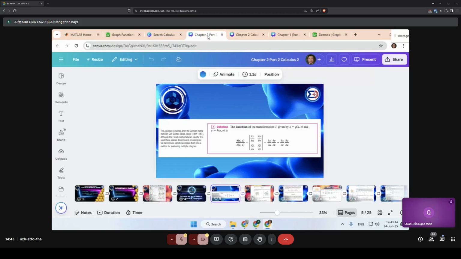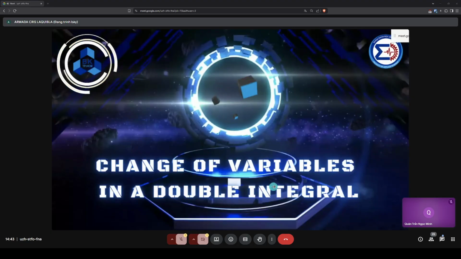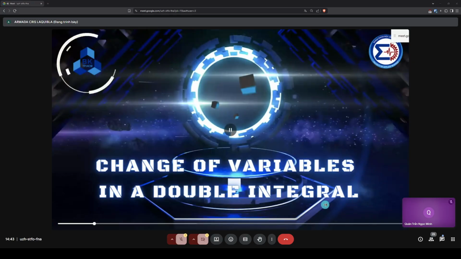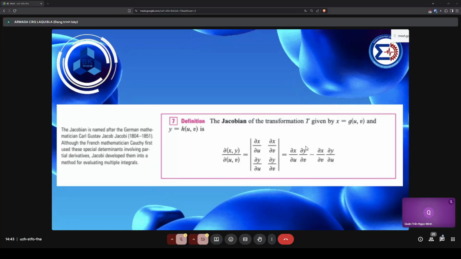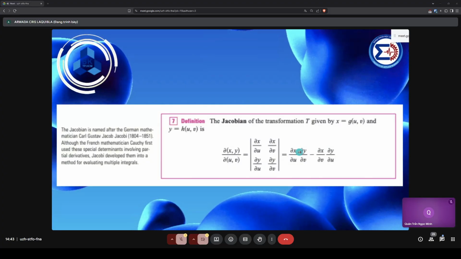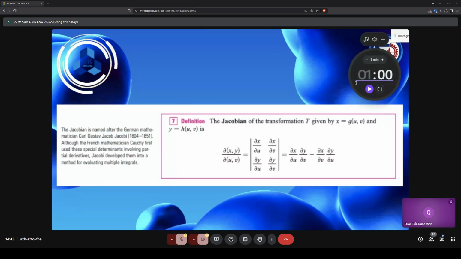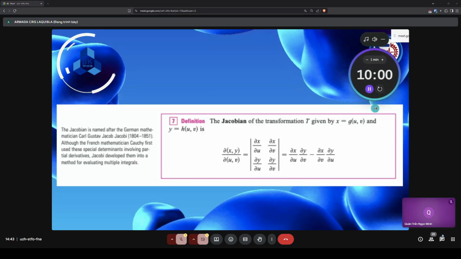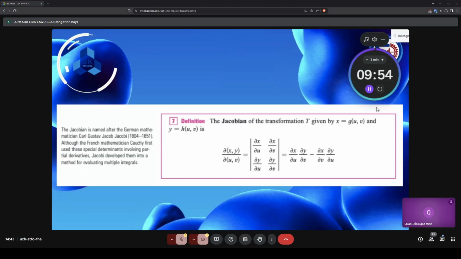Okay, now next, let's proceed with chapter 2, part 2. It's there already in your LMS. Chapter 2, part 2 is the change of variables in a double integral. Before we start, it's nearly your 10-minute break. I can now give you your 10-minute break first, and this is your last 10-minute break.